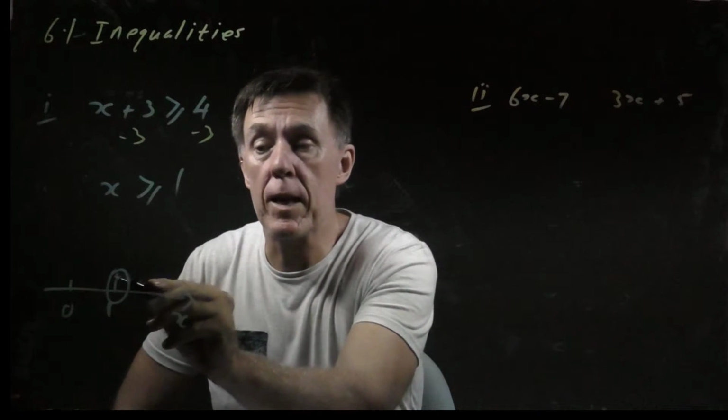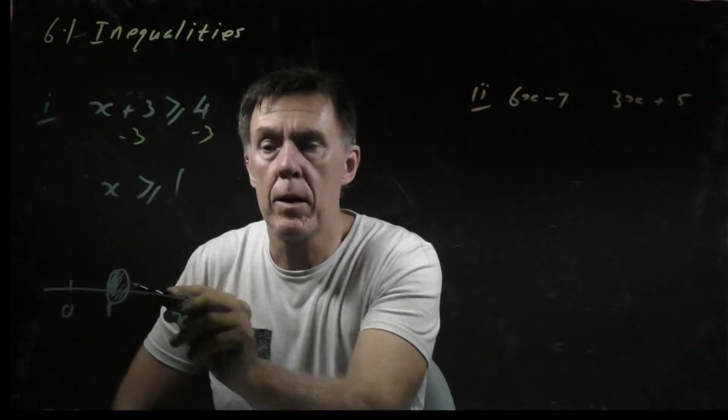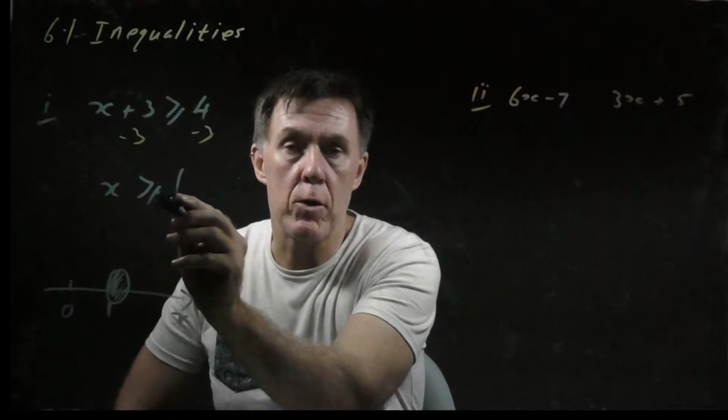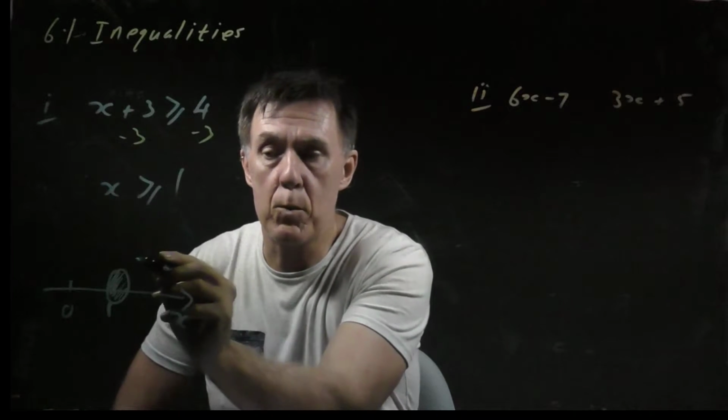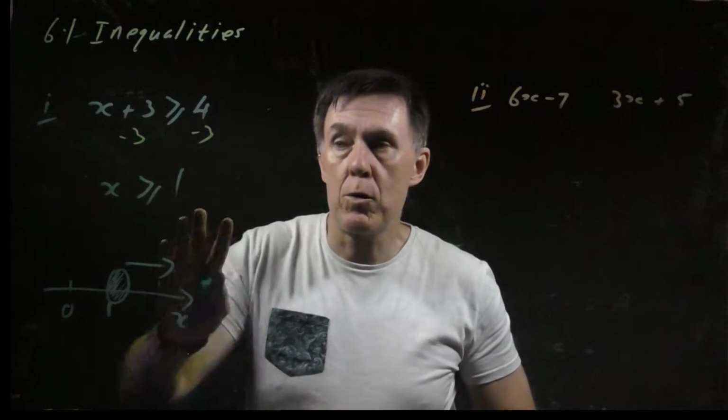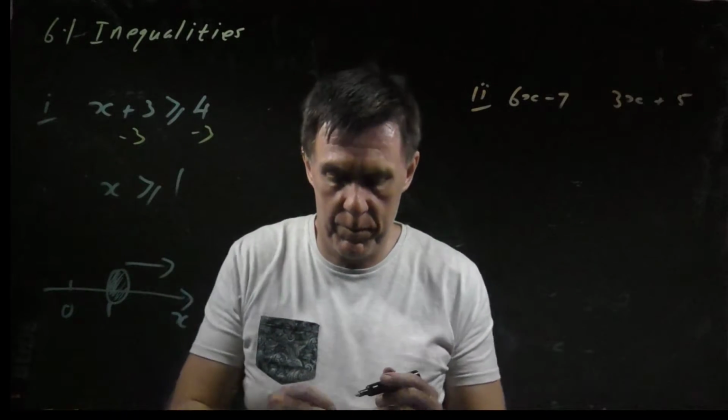Because it's equal, I'm actually going to colour the circle in, to indicate that the 1's included. That acts like an arrowhead now that's greater than. So the greater than side, it's pointing to the right. So I put an arrow to the right. There's my graphical solution of this problem here.